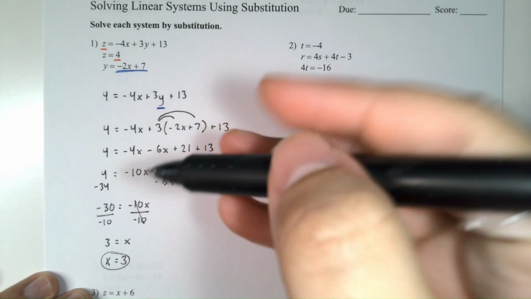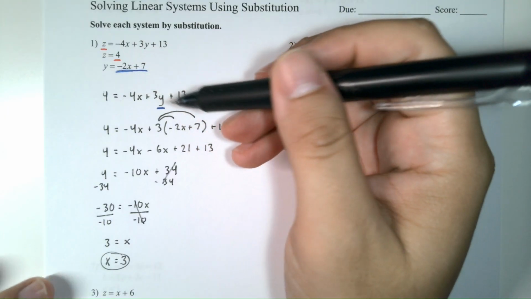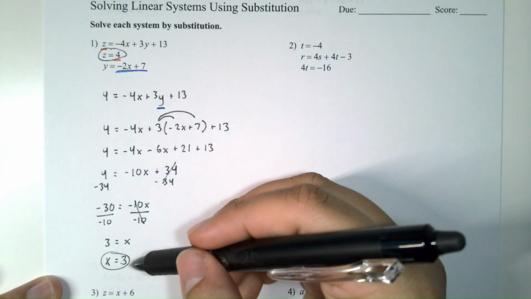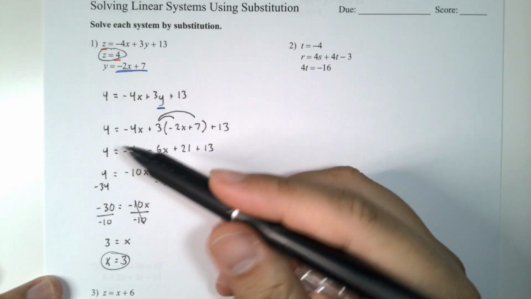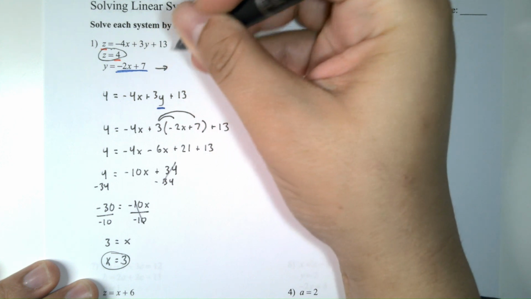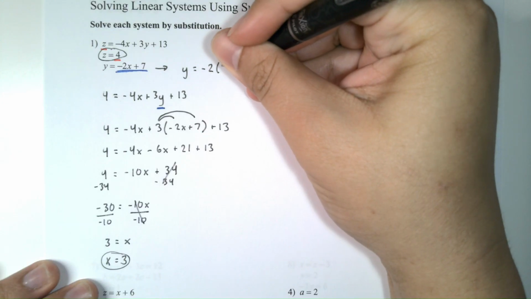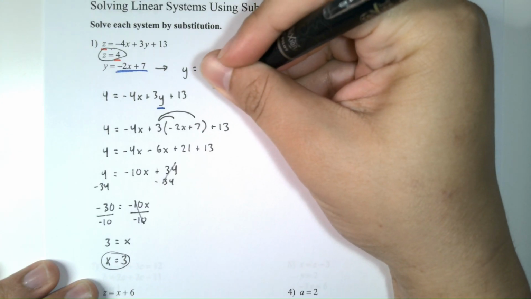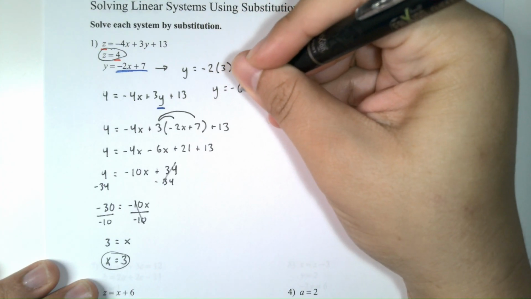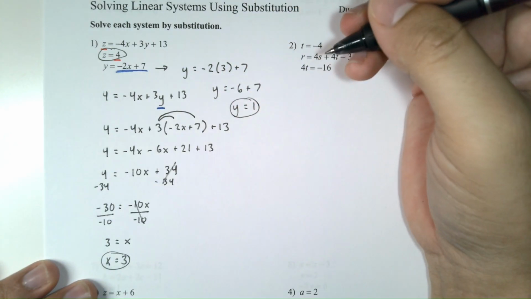And our whole goal here is, again, to find what x, y, and z are equal to that make all three of these equations true. We were already given that z was equal to 4, but now we know that x is equal to 3. And now that we know that x is equal to 3, we can actually find y as well. Because if we go back to this equation up here, we get y is equal to negative 2 times x, which we now know is 3, plus 7. And we have that y is equal to negative 2 times 3, which is negative 6, plus 7, which means that y is equal to 1.